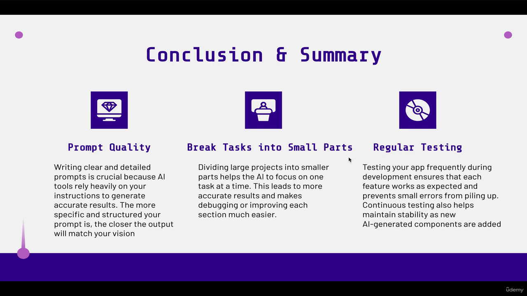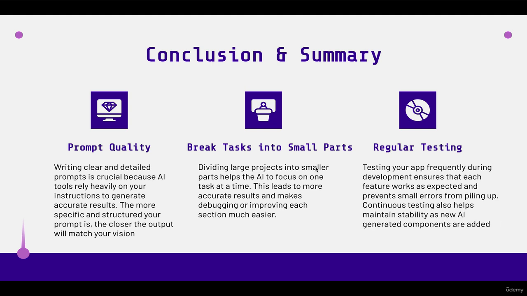Okay, now let's move on to the third topic, regular testing. Testing your app frequently during development ensures that each feature works as expected and prevents small errors from piling up. Continuous testing also helps to maintain stability as new AI-generated components are added to the project.